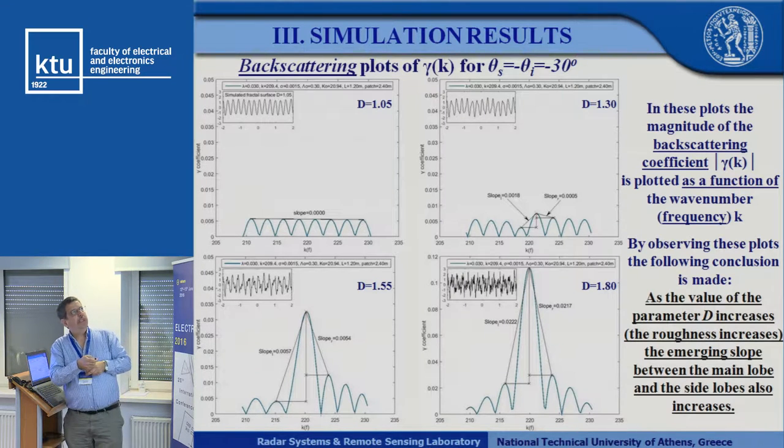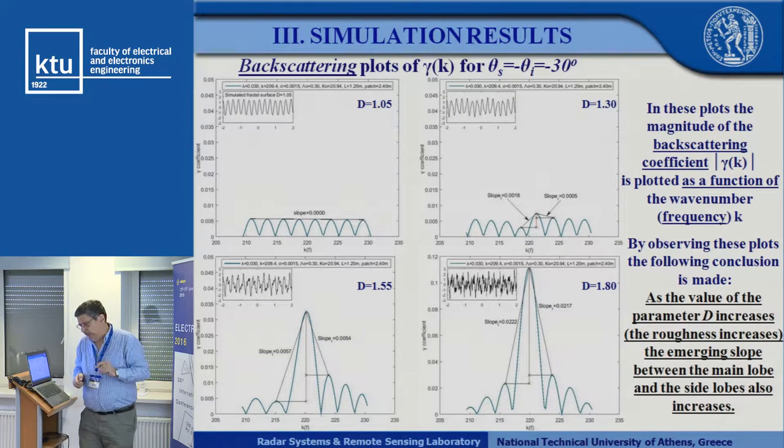So with increasing fractal dimension, increased roughness of the surface, as you can see here, the slope of the backscattered field in the spectral domain increases. The slope is very small here, and then becomes larger and larger. Okay, so just to give you the idea of it, this is the main result.